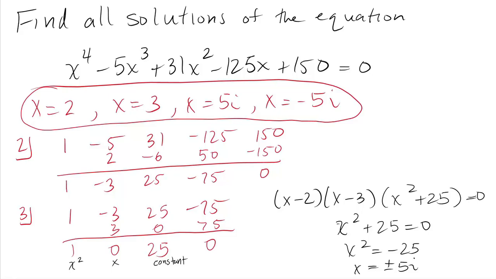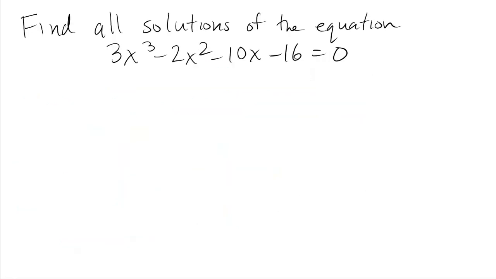Okay, let's put all of this together. We're going to find all of the solutions of the equation 3x cubed minus 2x squared minus 10x minus 16 equals 0. I want you to graph the function on the left side using your calculator and determine the one zero that you're able to see. You're only going to see one zero on your screen. I want you to figure out what exact fraction that is.